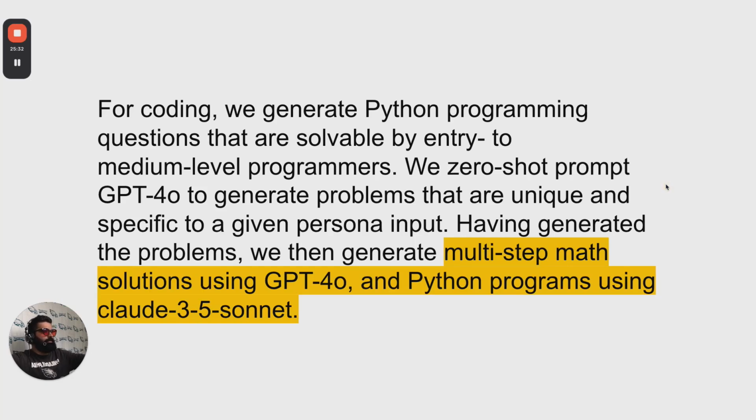That's for instruction following. For coding and math, we generate Python programming questions that are solvable by entry to medium level programmers. We zero-shot prompt GPT-4o to generate problems that are unique and specific to a given persona input. Having generated the problems, we then generate multi-step math solutions using GPT-4o and Python programs using Claude 3.5 Sonnet. So it's interesting to see that they use different models for different solutions.